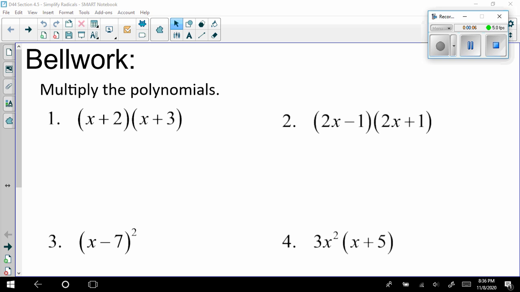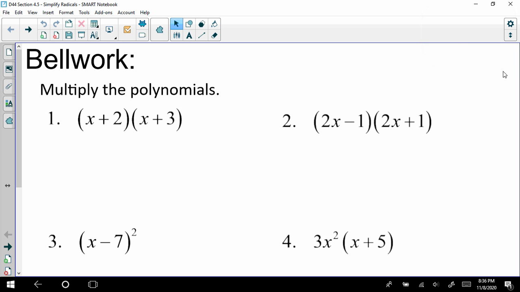Today we are working on lesson 4.5. Our topic is simplifying radicals. Okay, before we get to the new content, let's do some bell work. They've asked us to multiply polynomials, so we'll take some time to do that. If you feel confident with this topic, go ahead and pause to work them out and then check your work afterwards.